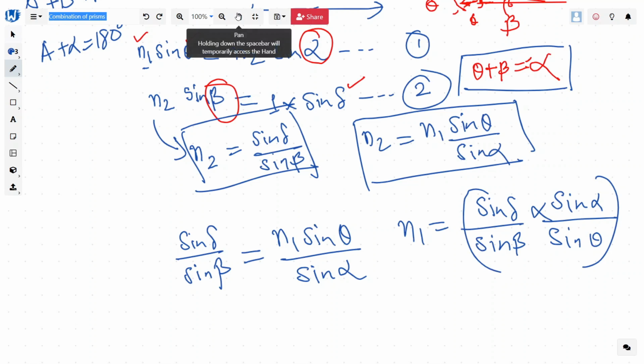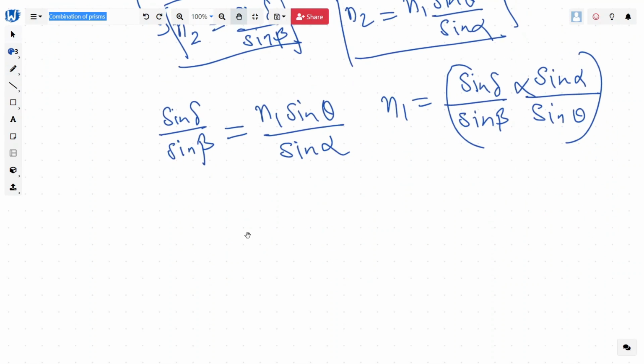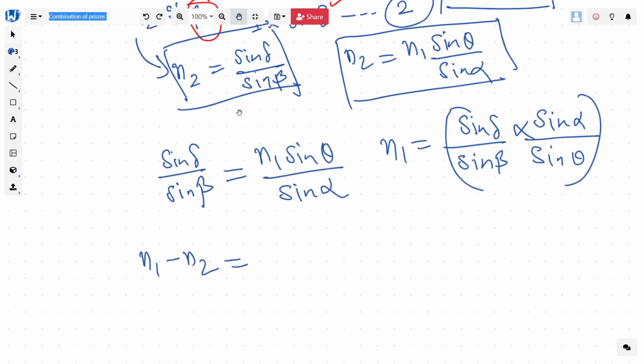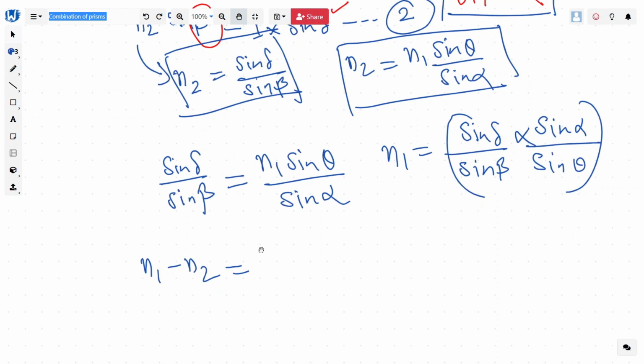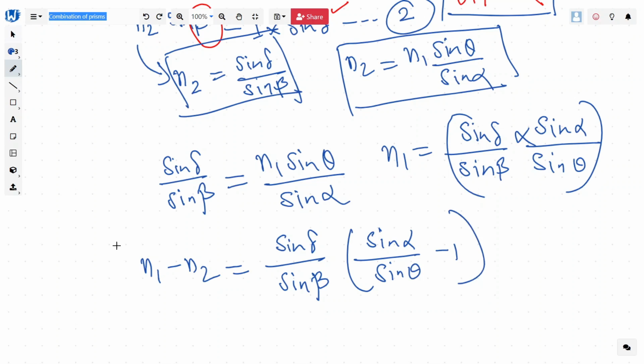Now we know n1 and we need to find n2, right? Their difference. So what will be n1 minus n2? Very simple. N1 we know all this, and then n2 we have written over here is this one. So this will come out to be sine alpha by sine theta minus 1.